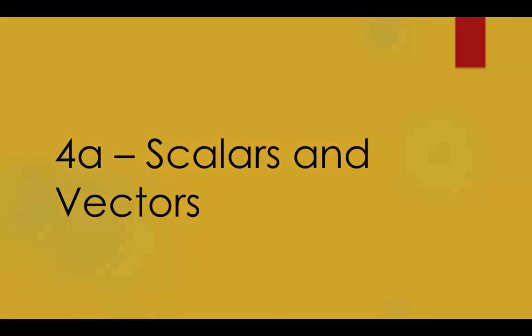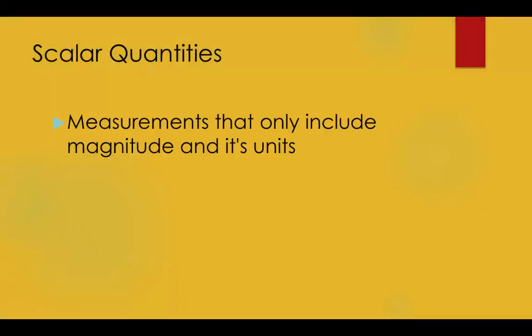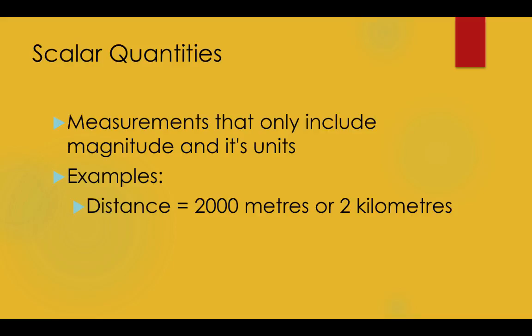Unit 4A, Scalars and Vectors. Scalars are measurements that include two pieces of information, the magnitude and its units. For example, the distance 2,000 meters, where the magnitude, or the amount or the size, is represented by the number 2,000, and the unit for the measurement is represented by a scientifically accepted term, in this case a meter. An equivalent measure would be 2 kilometers, where the magnitude is 2 and the units is kilometers.